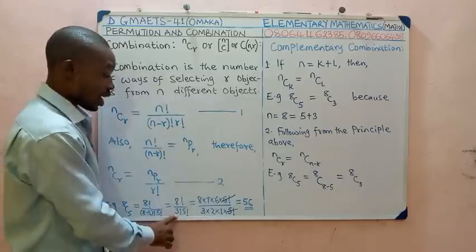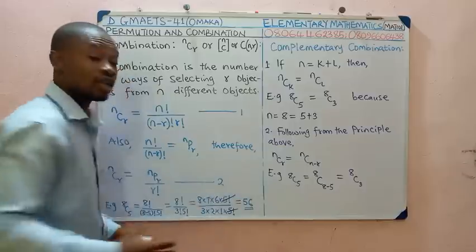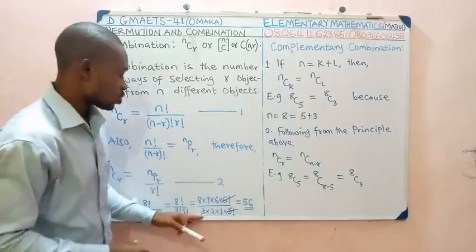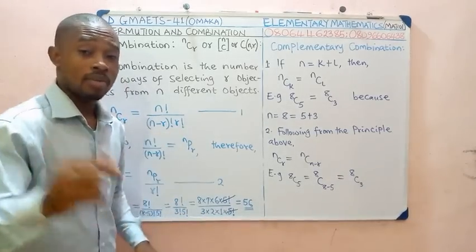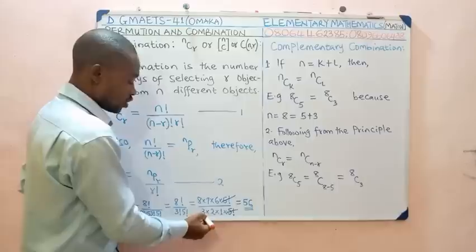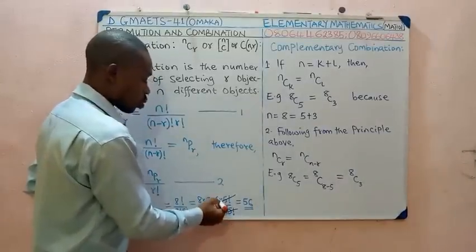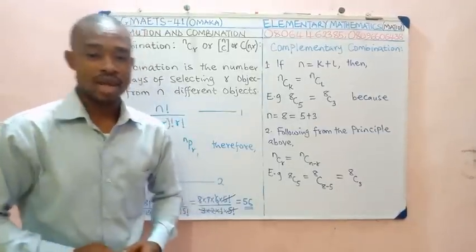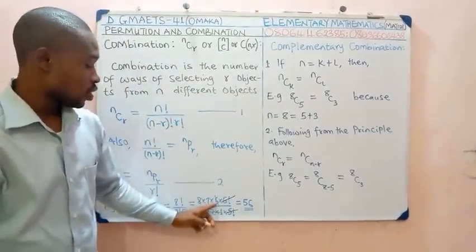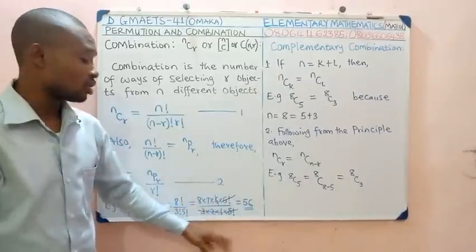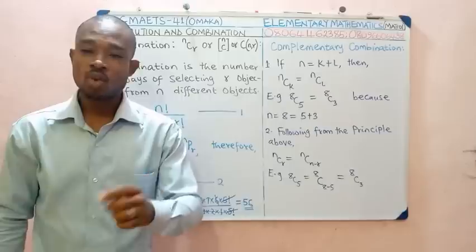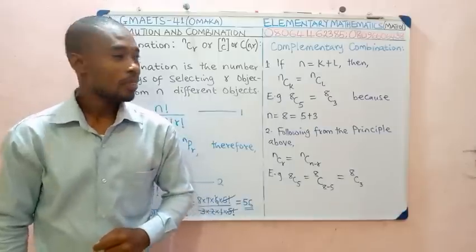Then 3 factorial, I decided to expand it so that you would see how it gives us 6. Is that okay? 3 factorial is 3 times 2 times 1. Remember our factorial definition. So these 3 times 2 times 1 will cancel this 6. Because 3 times 2 is 6, times 1 will also give you 6. So it goes off with this 6, you're left with 8 times 7, which will give us 56. So 8 combination 5 is equal to 56.